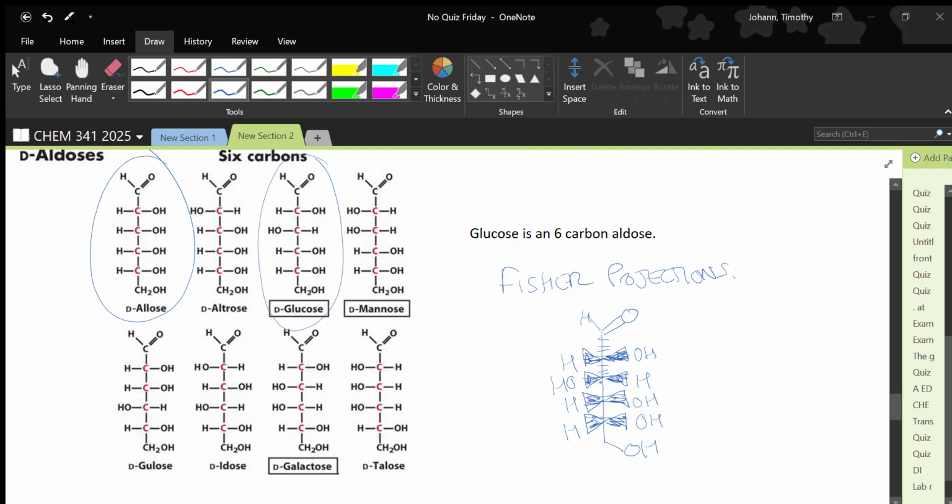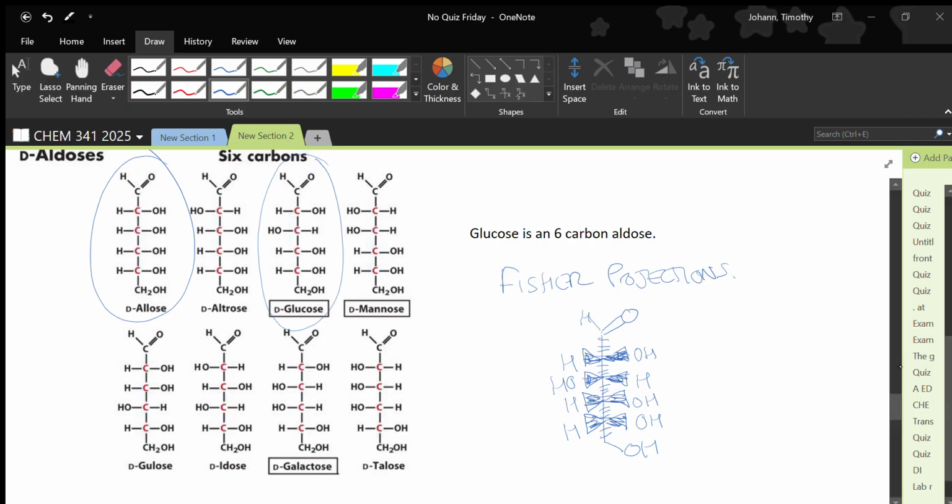So really, when we picture these things as Fisher projections, it's a lazy way to draw them. It's not how the molecule is. The molecule is like curving back. It's curving around like this. Could be almost a ring.